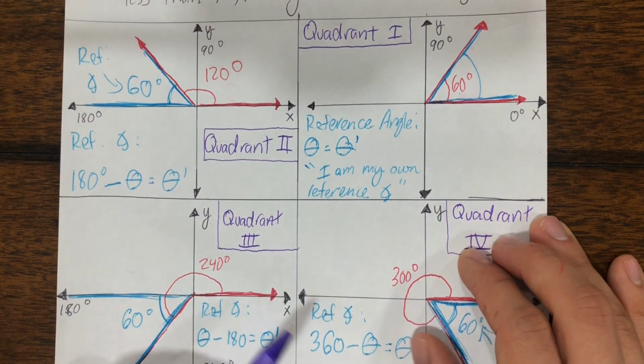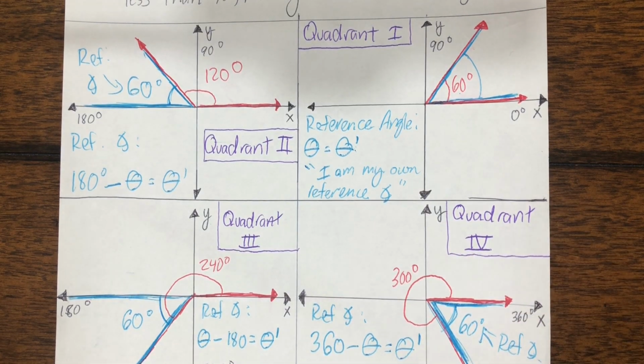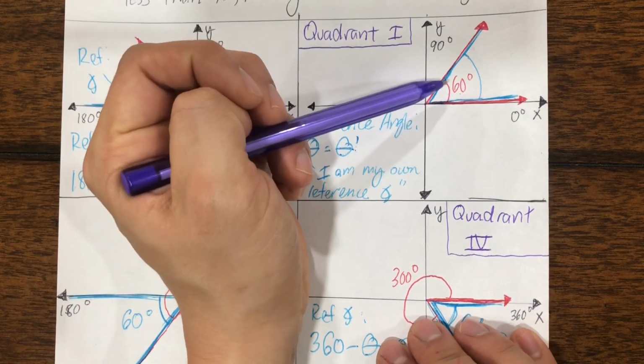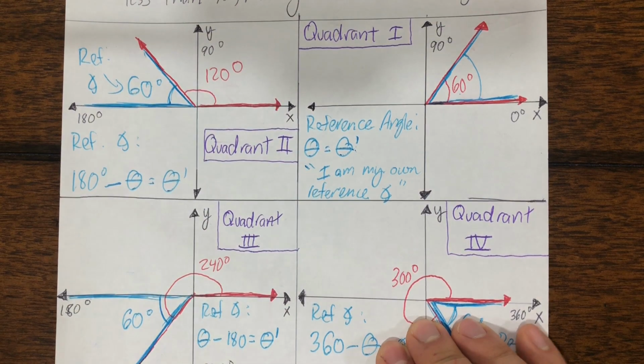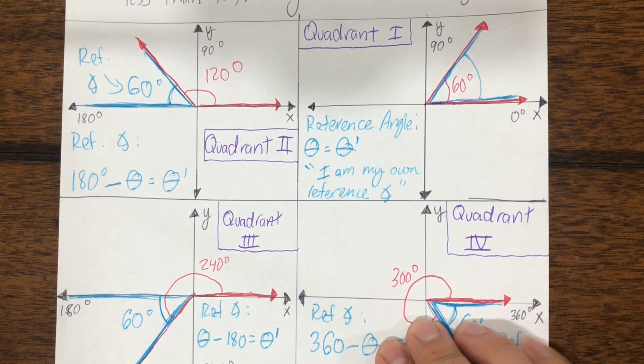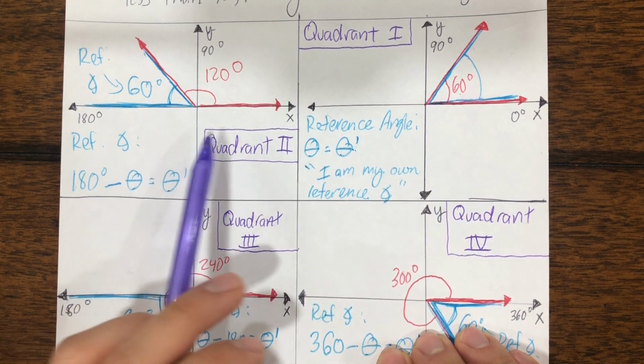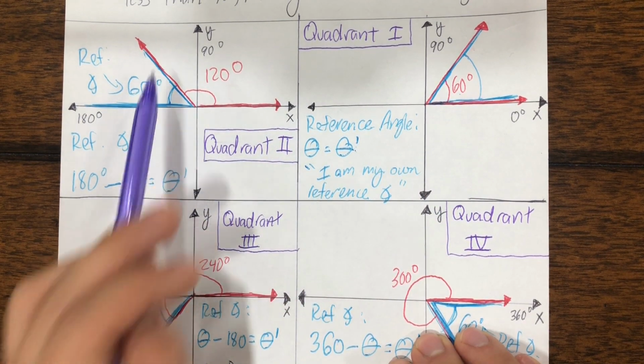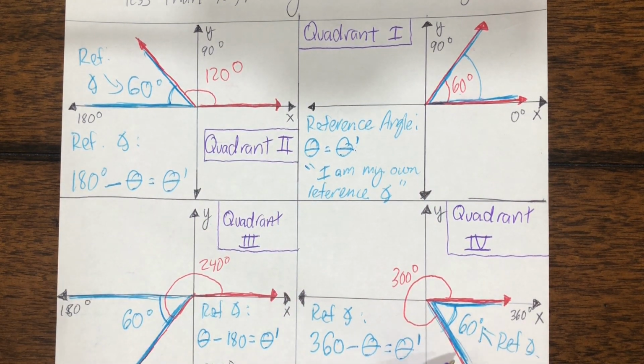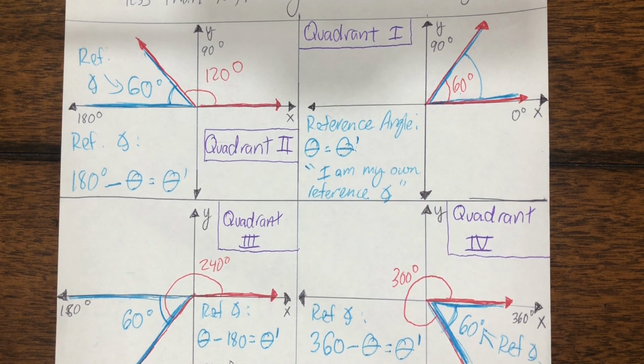Now in the previous video, we figured out the x and y coordinate for 60 degrees in a unit circle. So that means that the x and y coordinate in this one, even in this one, and also this one as well, are going to be the same exact x and y coordinate. The only difference is the sign may change.